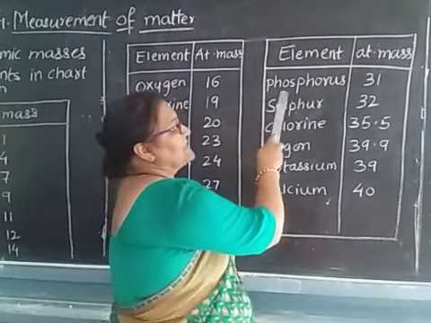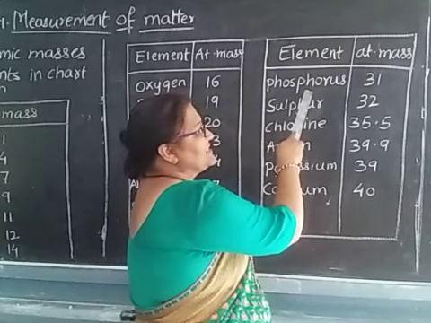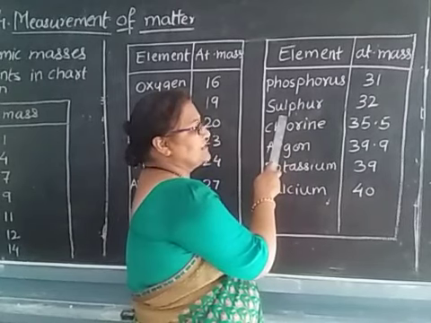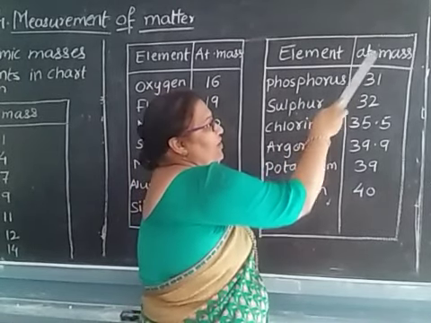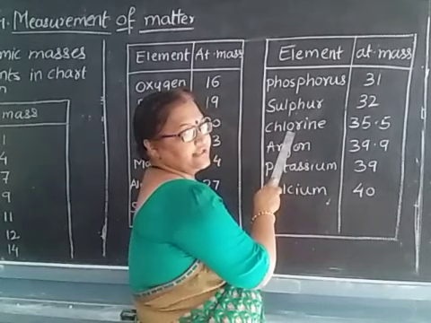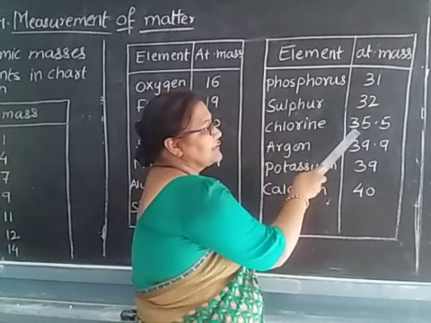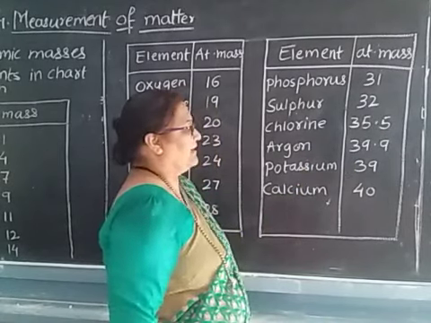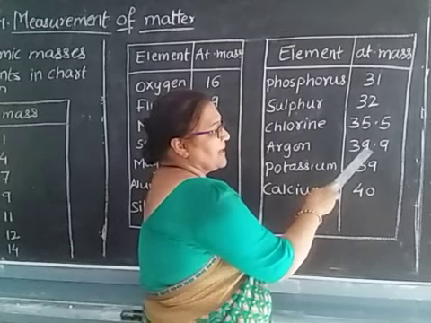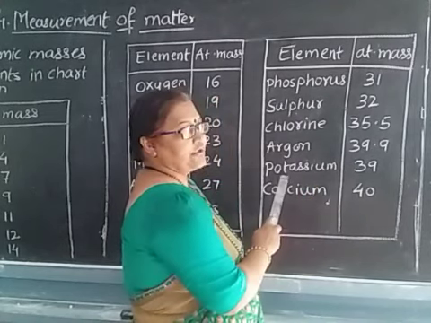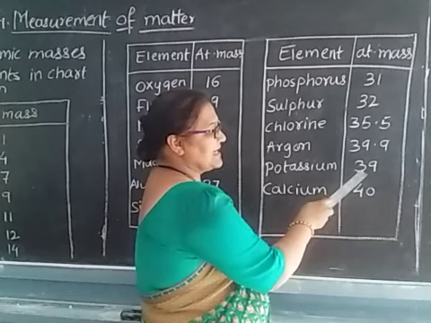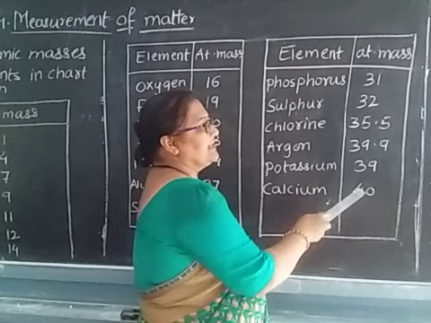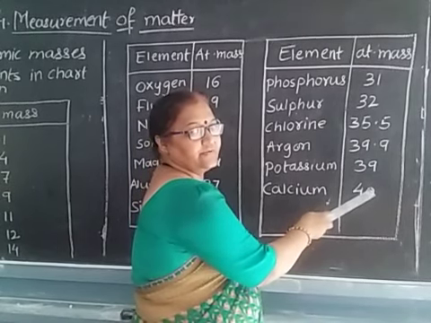Then the next element is phosphorus, denoted by P, atomic mass 31. Sulfur, denoted by S, atomic mass 32. Chlorine, Cl, atomic mass 35.5. Argon, Ar, atomic mass 39.9. Potassium, K, atomic mass 39. Calcium, Ca, atomic mass 40.